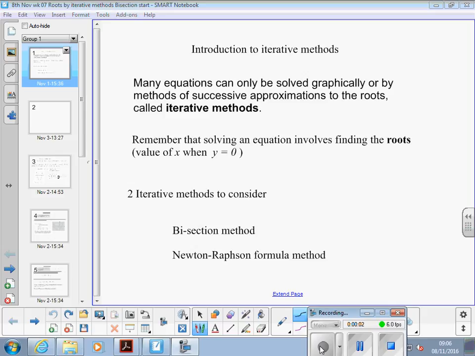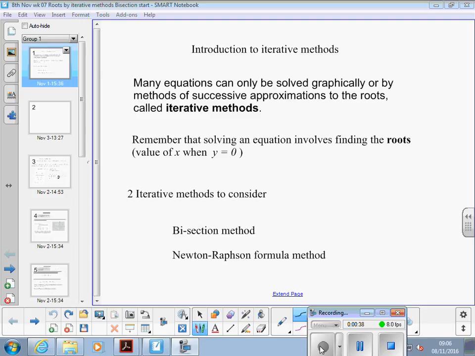Many equations can only be solved graphically because we don't have the function. So the way we can do that is by successive approximation to roots, called iterative methods. There are three methods in your Bird book. The middle one of the three is somewhat cumbersome, and I looked at that and thought not really necessary.